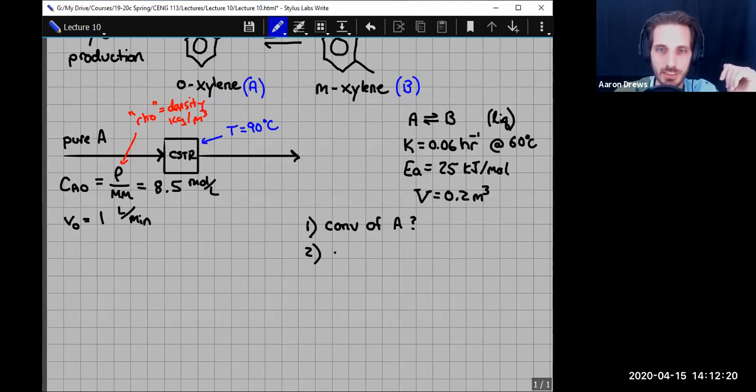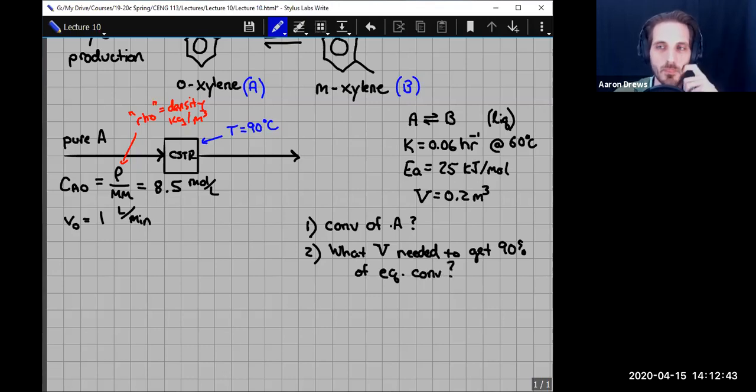Another question that we can ask is, what volume is needed to get 90% of the equilibrium conversion? Yeah, K, we're going to end up having to change K. There's a question in chat, will K end up changing? Yep, because our reactor is at one temperature and the K that we were given is at a different temperature.